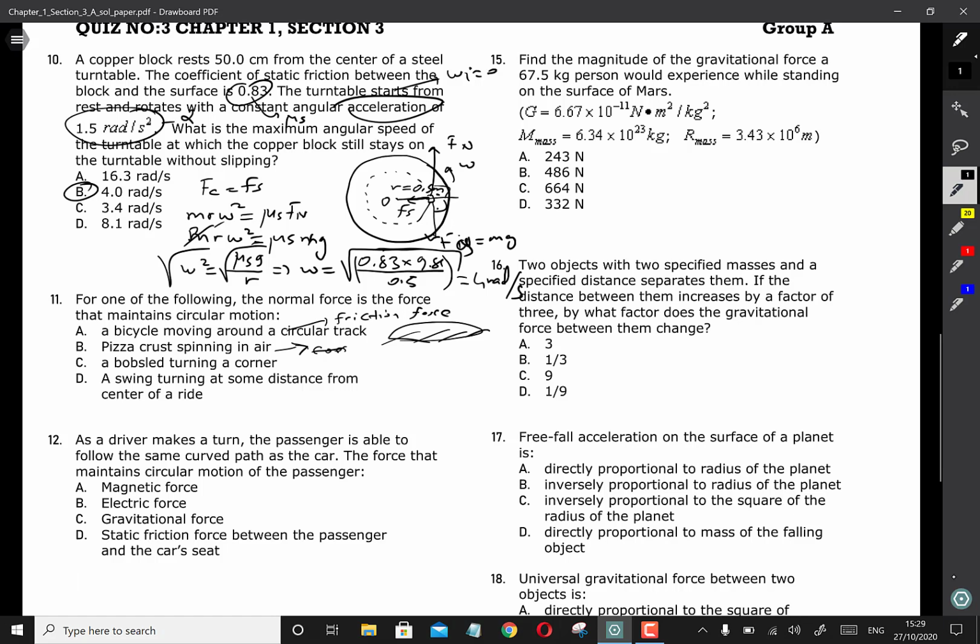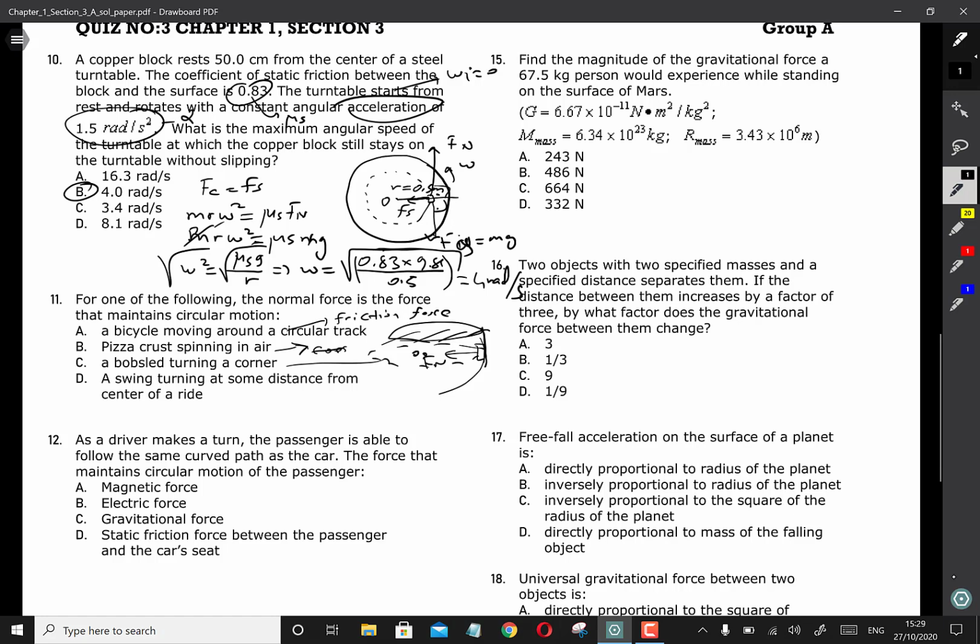Bobsled turning a corner. When the bobsled is turning the corner, it climbs the wall of the track somewhere in here and then stays vertical. The surface becomes vertical. So if the surface is vertical, Fn becomes horizontal, and Fn points to the center of the circular path. This is also one of the section review questions. Bobsled turning a corner, so the normal force by the wall provides the centripetal force.